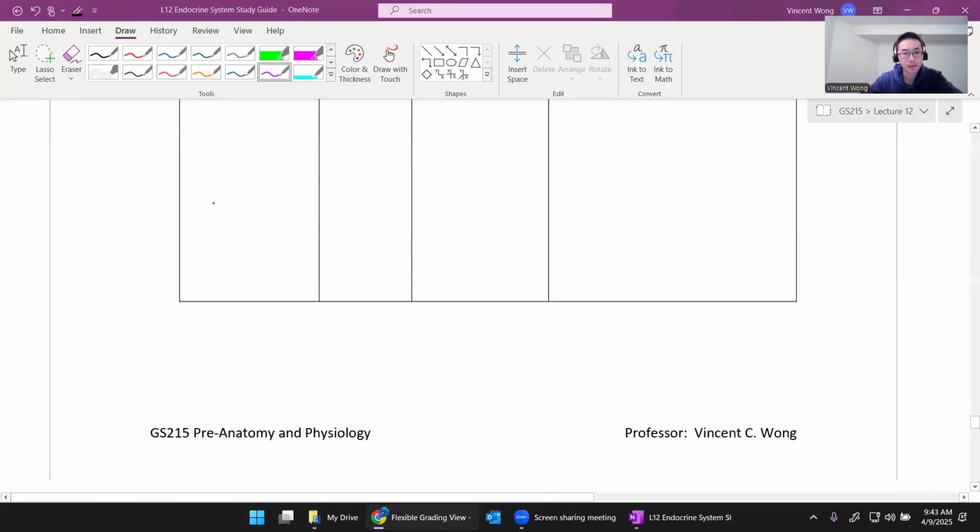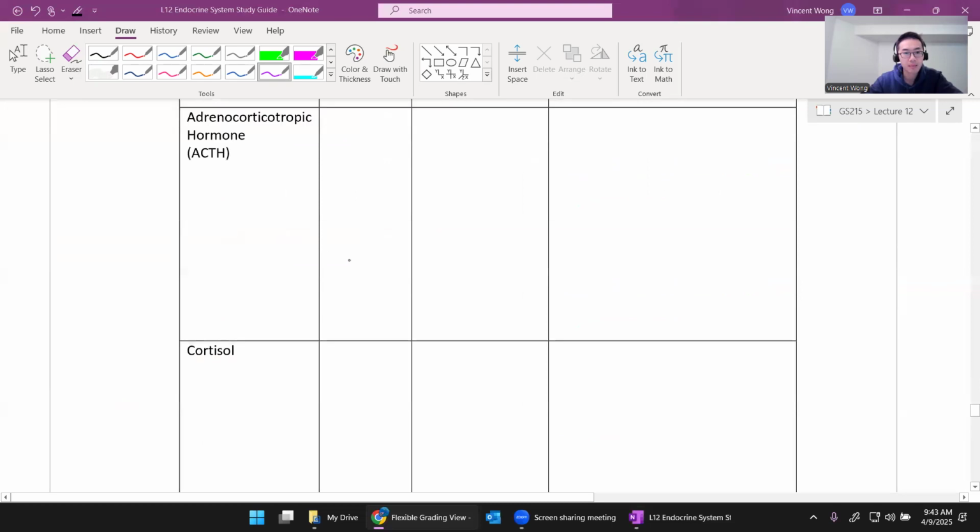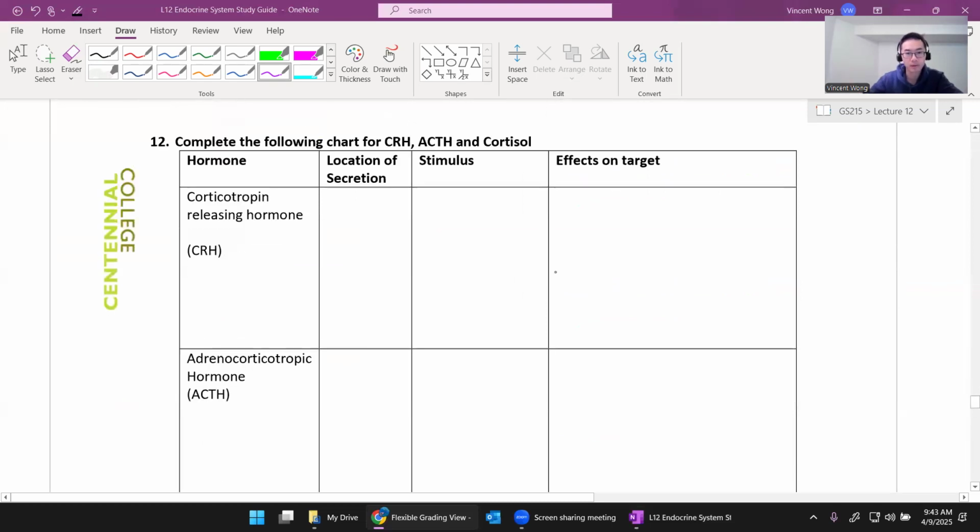Okay, moving on. Same situation here, but with the other pathway. Sorry, I'm just looking at something else here. Okay, CRH, the location, you know it by now. If it ends with RH, it is the hypothalamus. And in this case, the trigger is low cortisol.